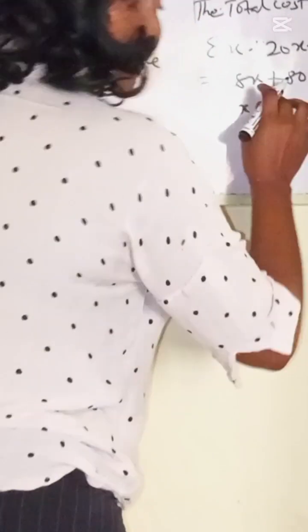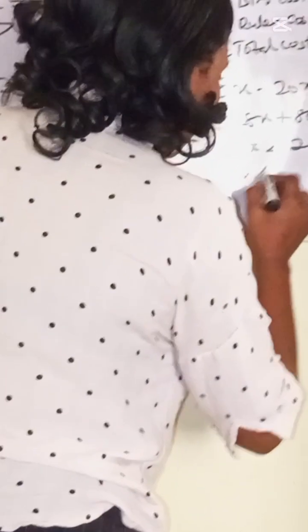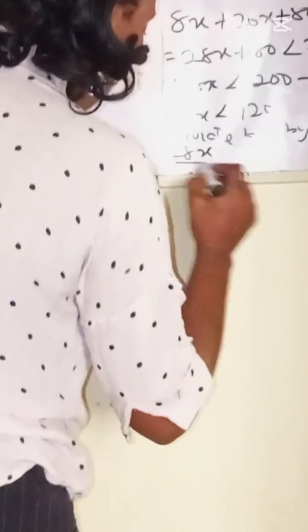So the next thing I'm going to do, I'm going to collect like terms. I'll say 28x is less than, this is crossing down, the sign changes to what? Minus sign. So I have 200 minus 80. 28x is less than 200 minus 80, which will give us 120. When you get to this stage, we are going to divide both sides by 28. So I'm going to say divide both sides by 28. We have 28x all over 28 is less than 120 all over 28.